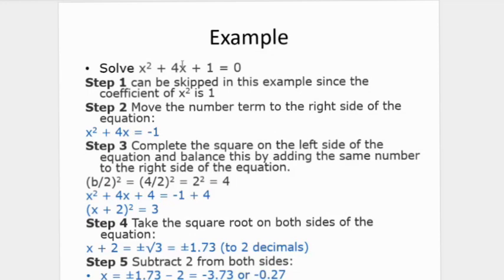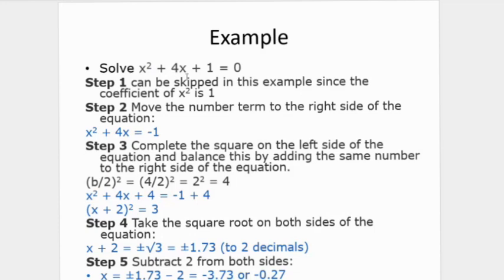Step 1 is skipped, like I said here, because already the coefficient of x squared is 1. So there is no need to divide through or anything. It's already 1. And so we go on to the next step, which is to move the constant term to the right-hand side of the equation.